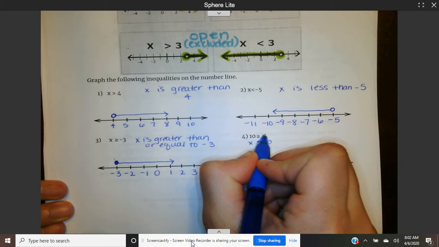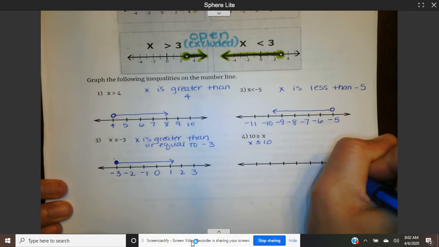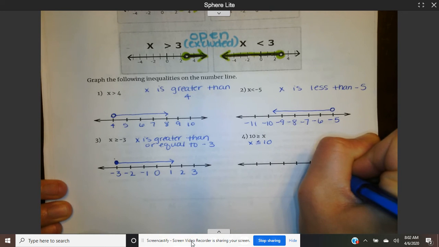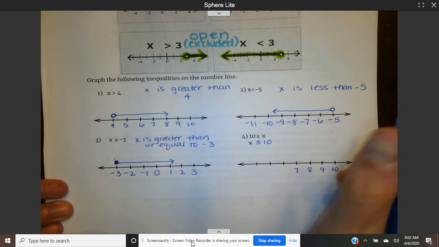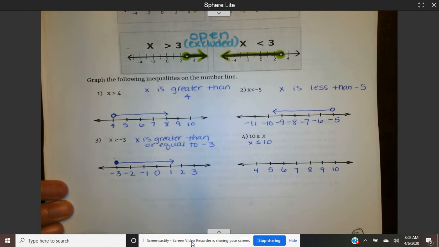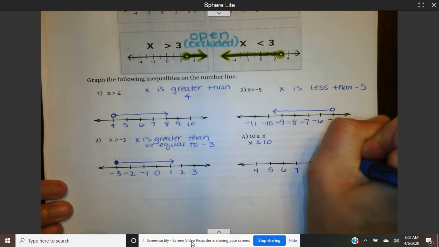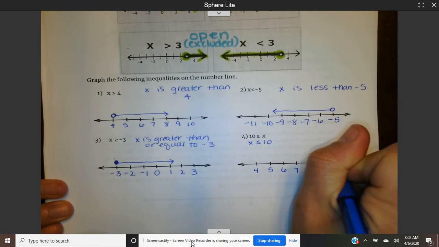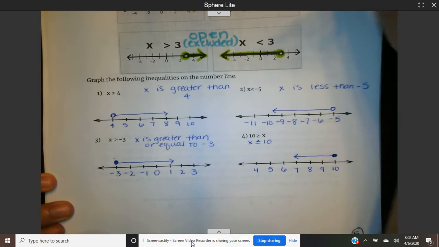If you're solving and you leave it like that, that's fine. But I do find that when people don't rewrite it, they end up graphing it in the incorrect direction. Okay? All right, so x is less than or equal to 10. So that's going to be filled in and then go to the left. Okay, so that's how we graph inequalities.